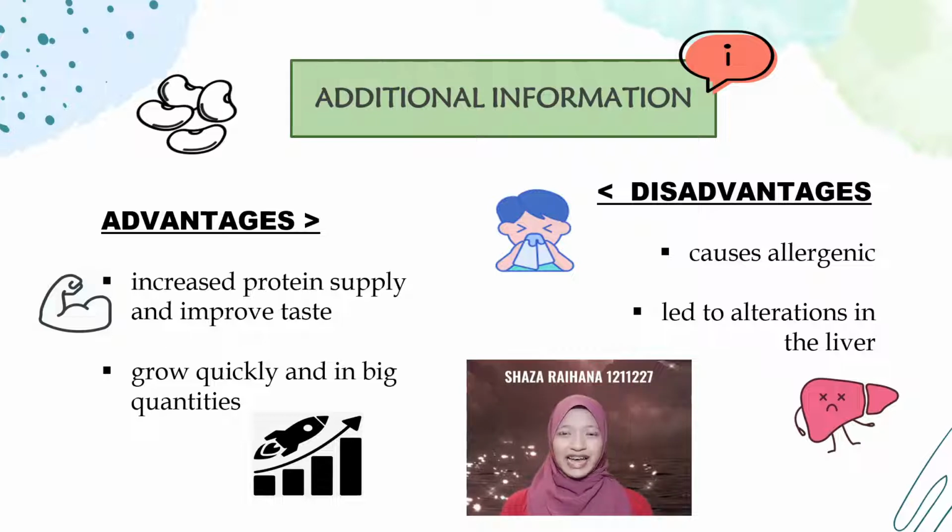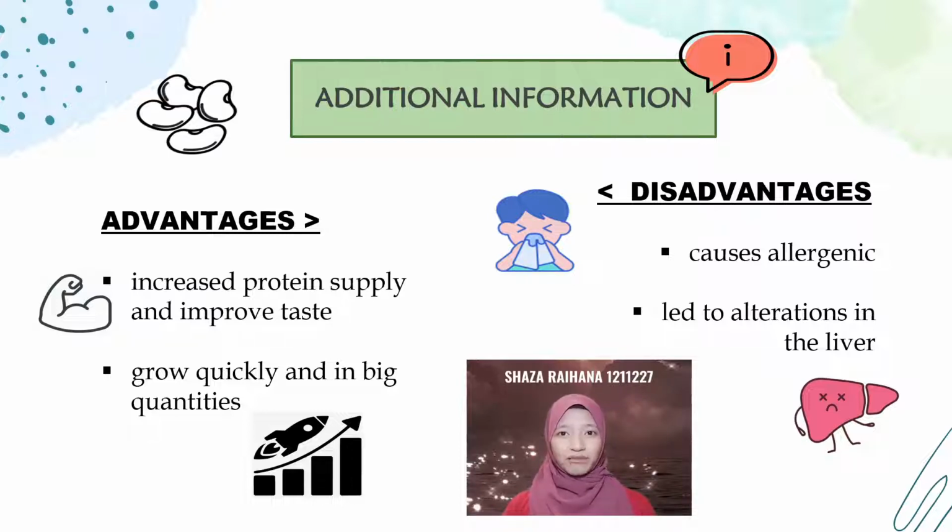Next is the additional information for genetically modified soybean. As we know, genetically modified soybeans are designed to endure tougher conditions than conventional soybeans, resulting in a higher percentage of them surviving to be marketed. The advantage of genetically modified soybean is increased protein supply and improved taste.